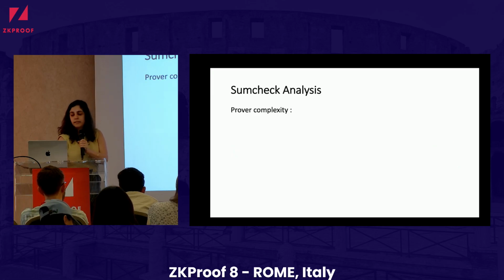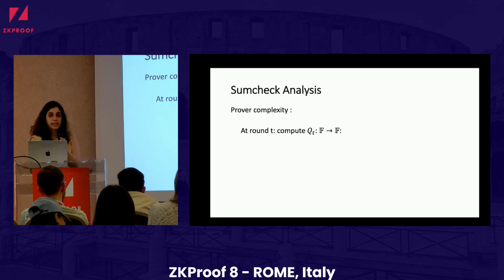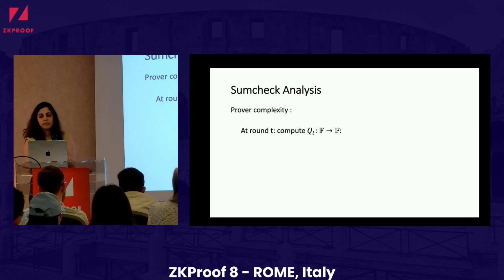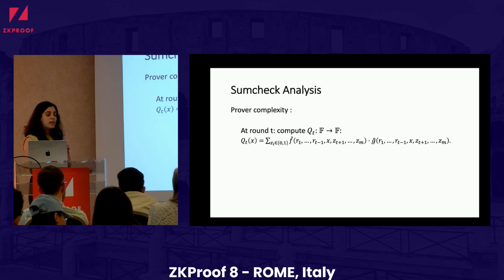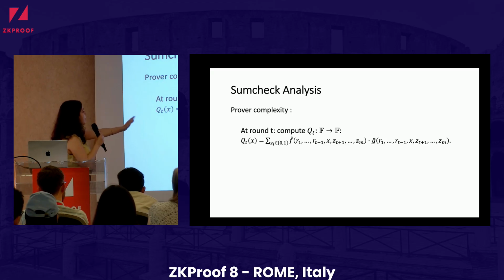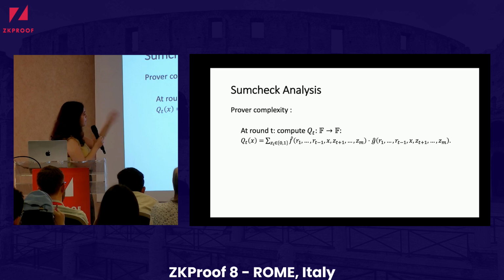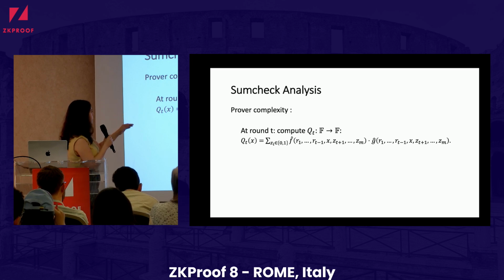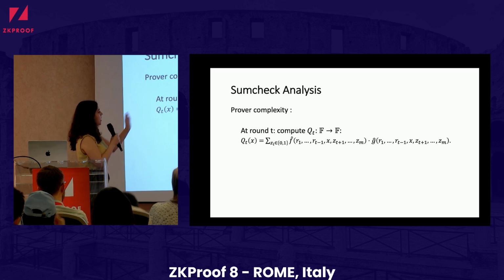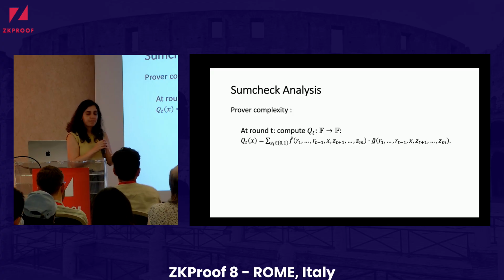Okay, so we want to talk about the prover complexity versus soundness here. So we saw what happens at round 1, but at round t, the same thing basically happens. At round t, we've already fixed the first t-1 variables. The t-th variable stays as a variable of that polynomial, and then we sum up over everything else.